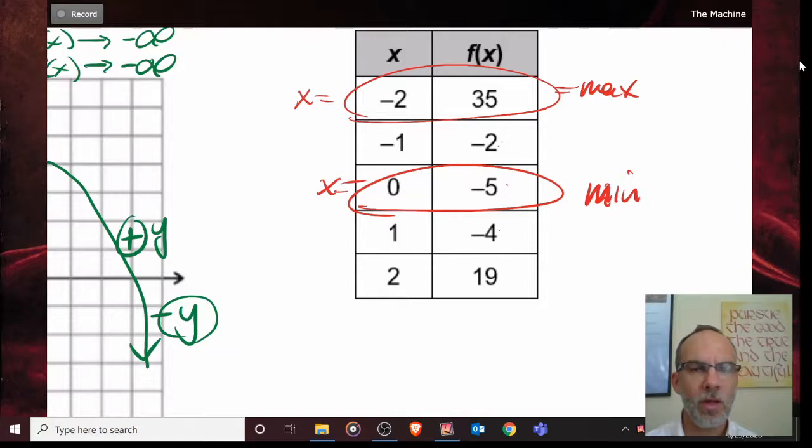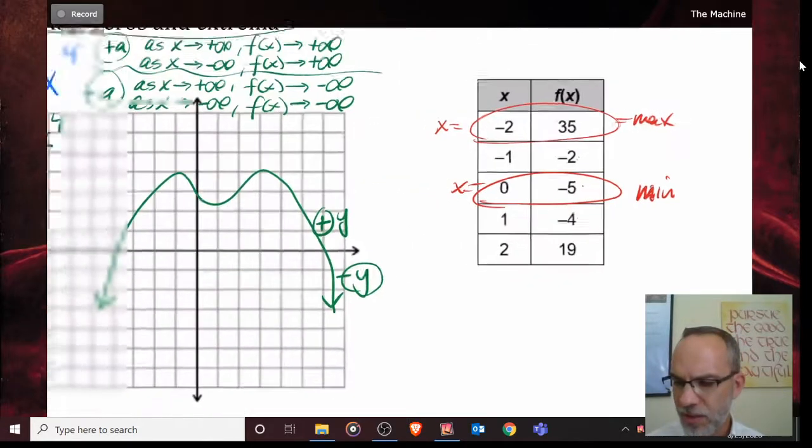Whew, that was an awful lot. I think I'm done. Yeah, I think so. This is just an introduction to polynomials.